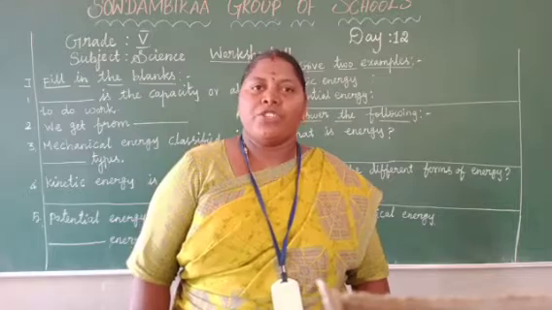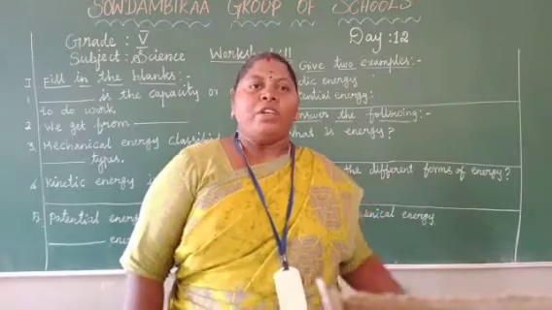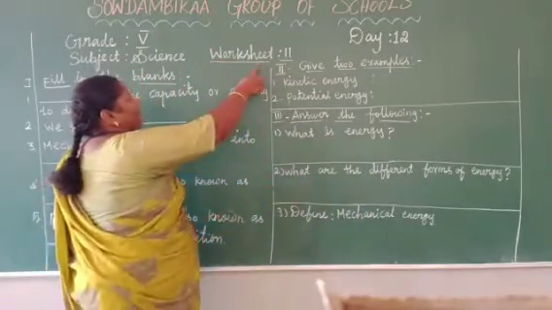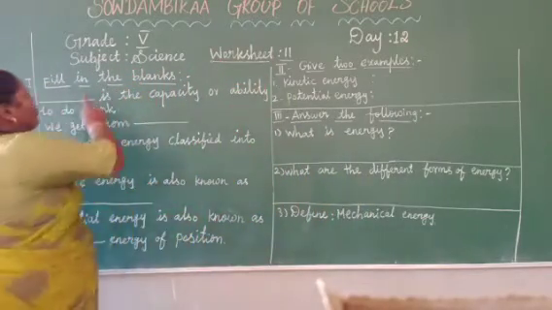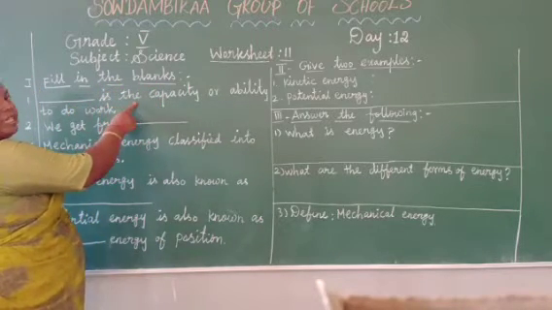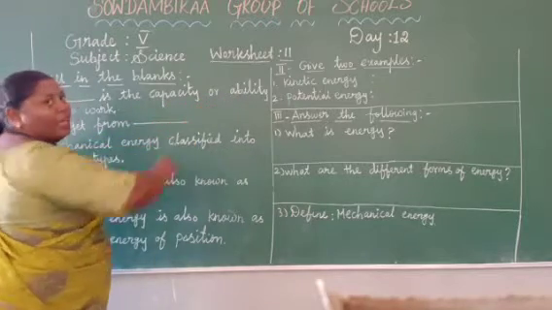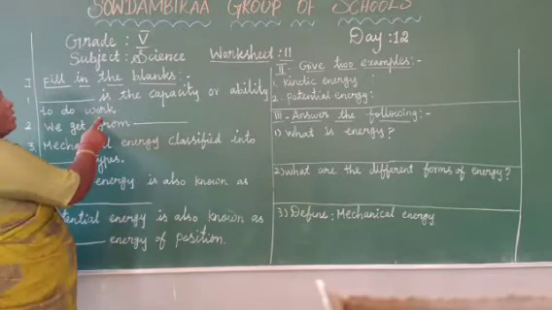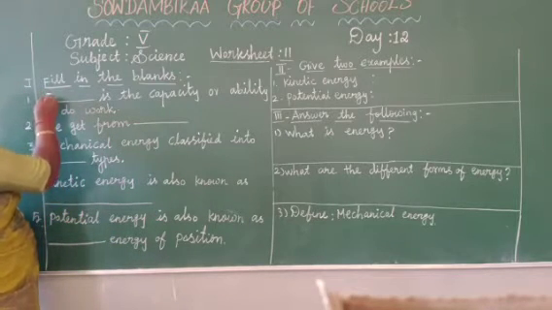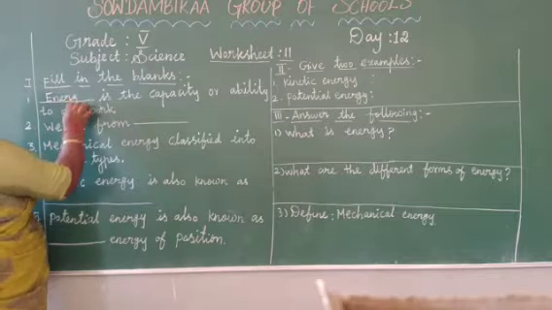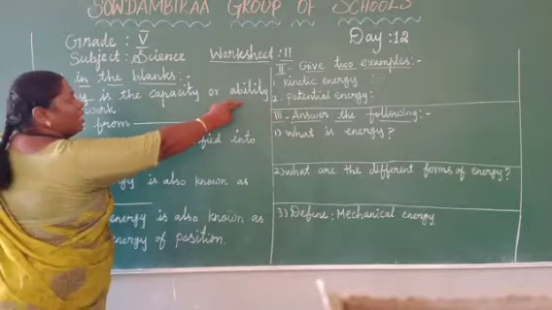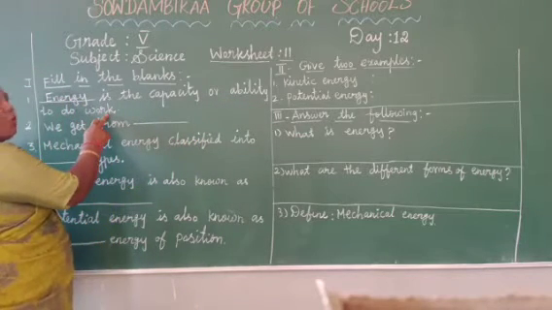Yesterday we have done the worksheet. That's very good. Now let us check the answer. Worksheet 11. The first Roman, fill in the blanks. The first question: dash is the capacity or ability to do what? The answer is yes, very good. Energy. E-N-E-R-G-Y. Energy is the capacity or ability to do work.